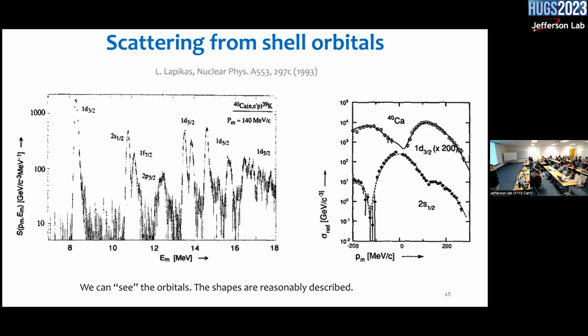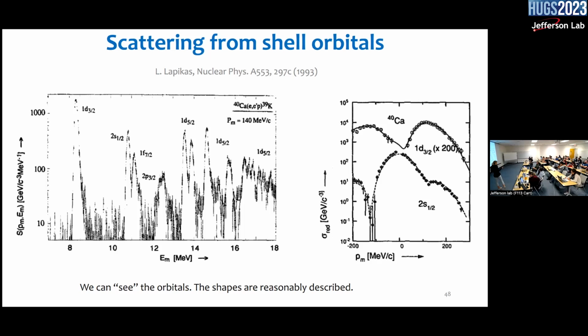Then you can go to this picture on the right, where you can reconstruct the reduced cross section, so the strength of those, right? You could select this 1d3/2 over here and this 2s1/2 peak over here. And you could plot it in terms of the missing momentum spread. So you can see what these peaks are, and they were able to fit these pretty well.